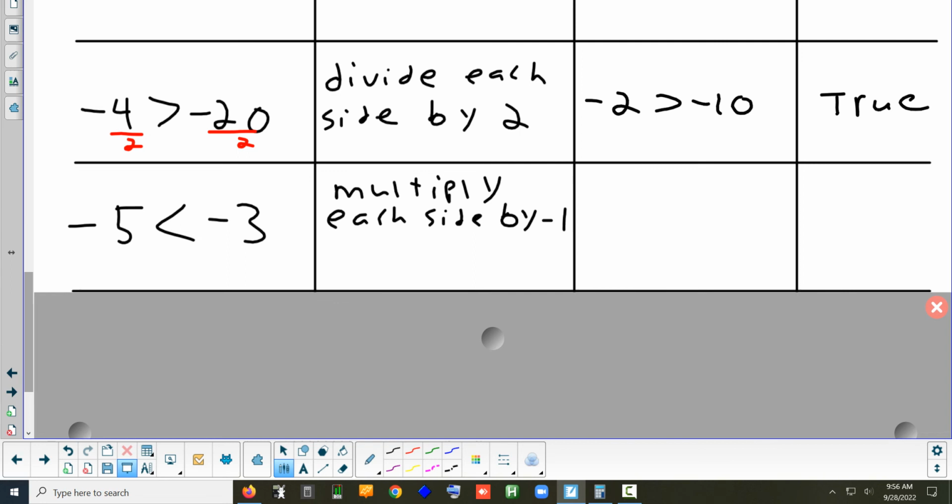Okay, let's look at what I have first. -5 is less than -3. Is that true? Is -5 smaller than -3? Is it to the left of -3 on a number line? Sean, what do you think? Is that true?